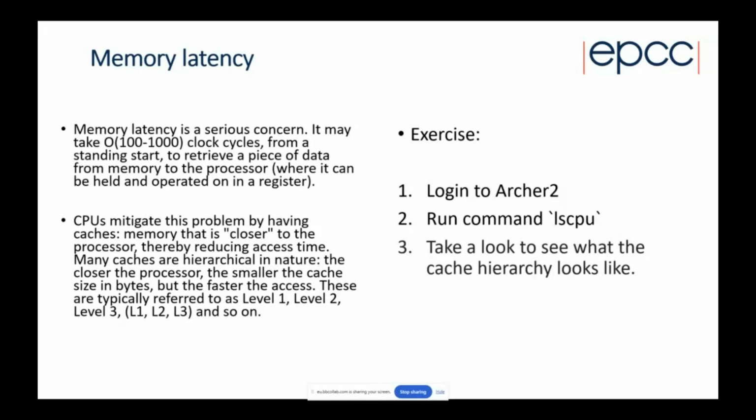CPUs approach this problem by having caches. So this is memory that is close to the processor. They're quite expensive. They're usually relatively small, but they've grown significantly. So L3 is quite big, but that's shared. On ARCHER2, 64 cores have got to share that.